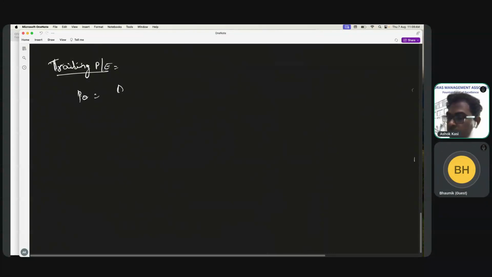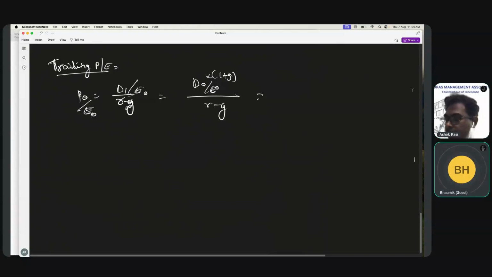So P0 is equal to D1 by R minus G. Now dividing by E on both the sides, so here also it will be divided by E0. That is equal to D0 by E0 into 1 plus G divided by R minus G. Now this is the payout ratio into 1 plus G by R minus G.